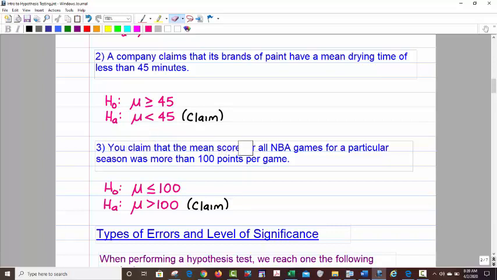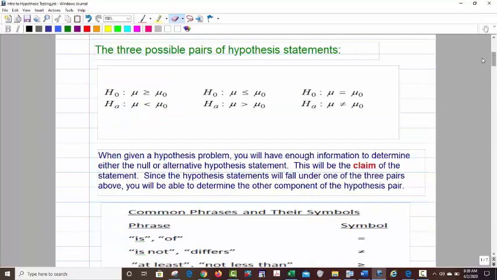You claim the mean score for all NBA games for a particular season was more than 100 points per game. All right, more than is greater than. Greater than is an Ha. So that would be your claim, and then by definition, it would automatically pair up with an H0 of mu less than or equal to 100. I'll just scroll back up there real quick. It's all going back to these three right there. Those are the three possible pairs.